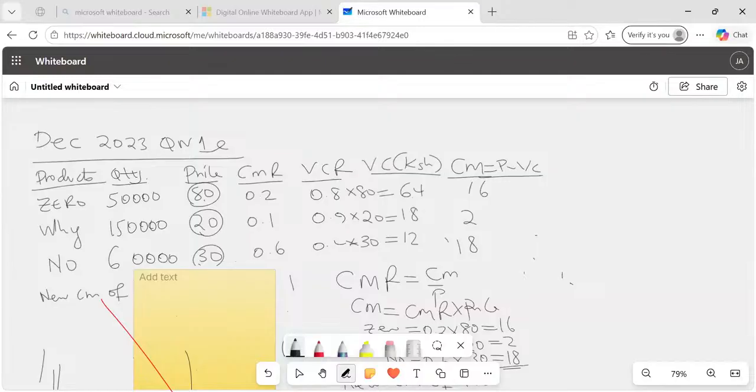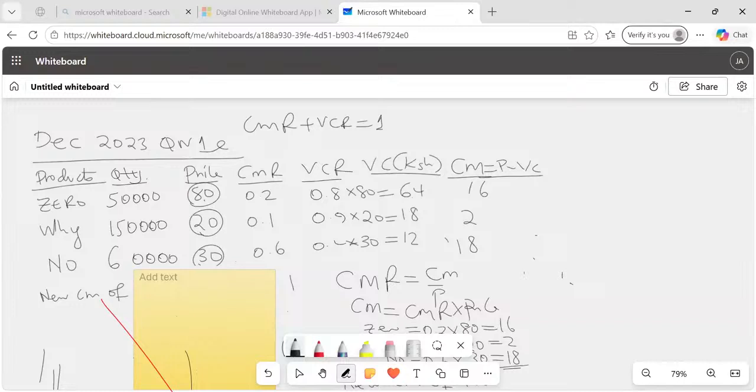Then they have gone ahead to give me the contribution margin ratio. I can see it is 0.2, 0.1, and 0.6 for the 3 products, respectively. Especially when you hear that price is changing, it will be very important for you to get this VCR. How do we get VCR? We know that there is a rule which says that CMR plus VCR should always be equal to 1.